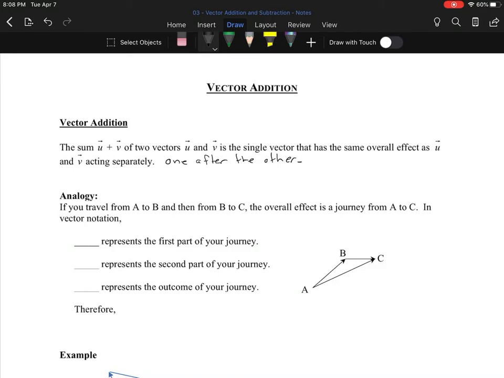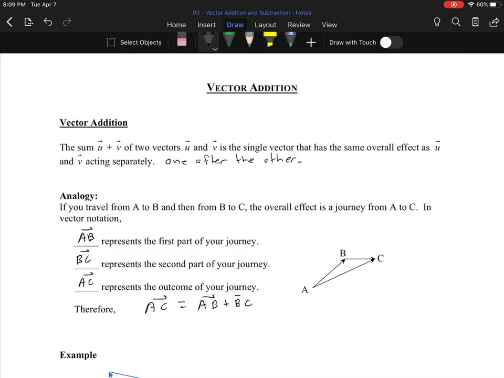So a good analogy to think about is driving somewhere. If you travel from A to B and then from B to C, the overall effect is the journey from A to C. That's obvious. But in vector terms, if AB is the first part of your journey, as seen in the diagram to the right there, and BC is the second part of your journey, then the overall outcome is AC. So all we mean by that is the vector AC is equal to the vector AB plus the vector BC.